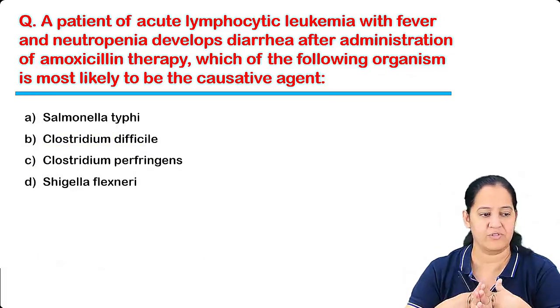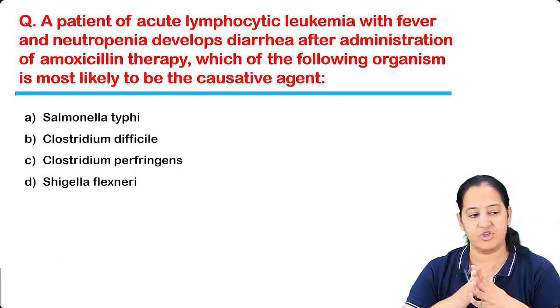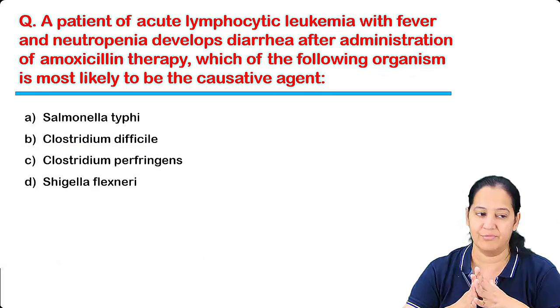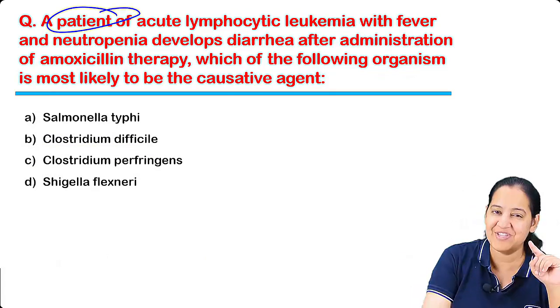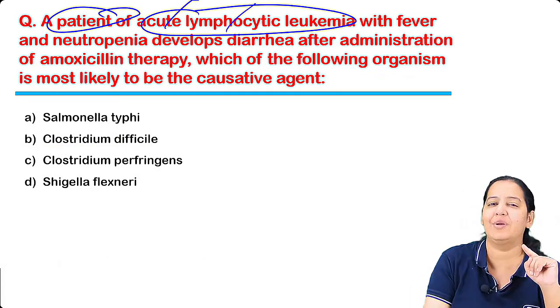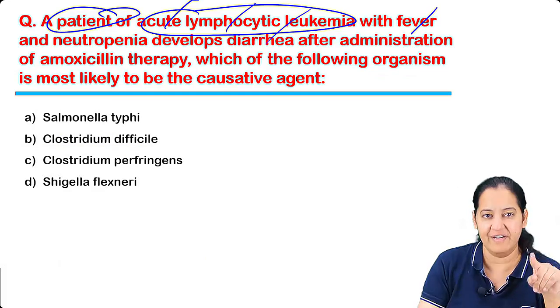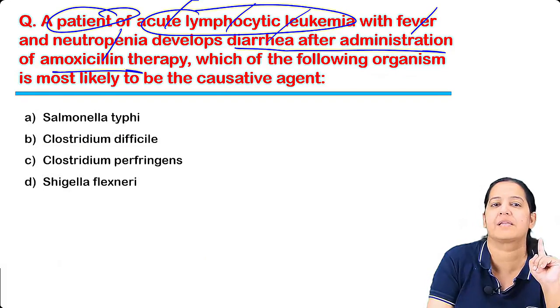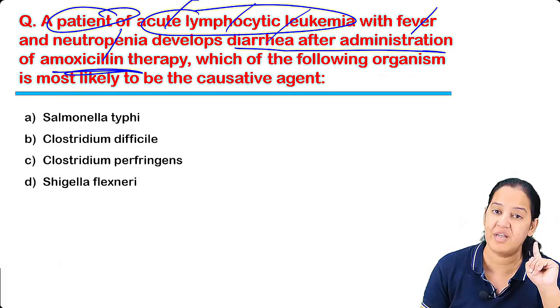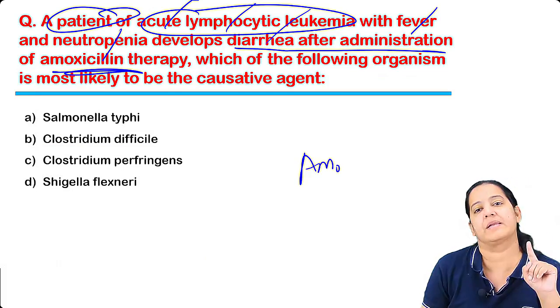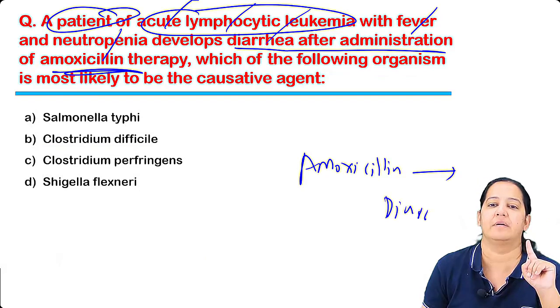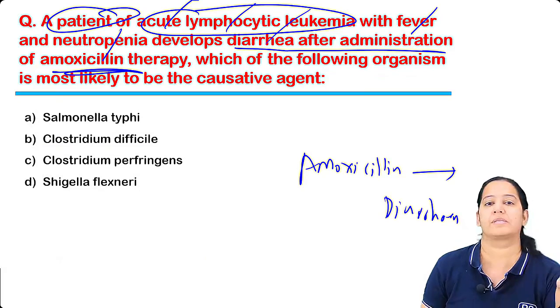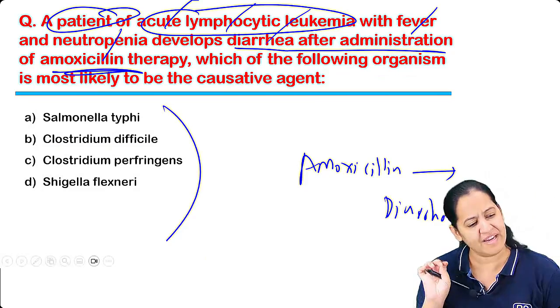We are done with all Clostridia. Read the question and tell me the answer. Read it. Okay, चलो. There is a patient having ALL, acute lymphocytic leukemia, having fever, having neutropenia, develops diarrhea after taking amoxicillin. देखो बहुत peculiar है. Amoxicillin की therapy के बाद the patient is having diarrhea. The patient is having diarrhea after amoxicillin, है ना? So tell. So it's a very typical scenario.